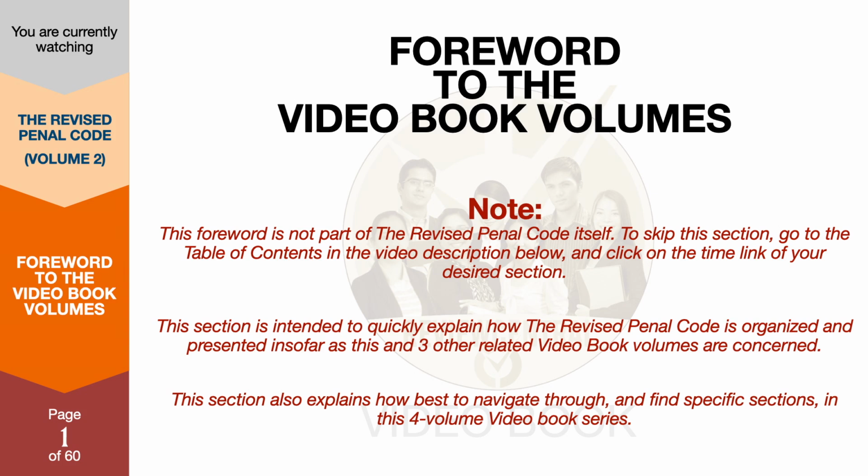To skip this section, go to the table of contents in the video description below, and click on the time link of your desired section. This section is intended to quickly explain how the Revised Penal Code is organized and presented insofar as this and 3 other related video book volumes are concerned. This section also explains how best to navigate through, and find specific sections, in this 4-volume video book series.